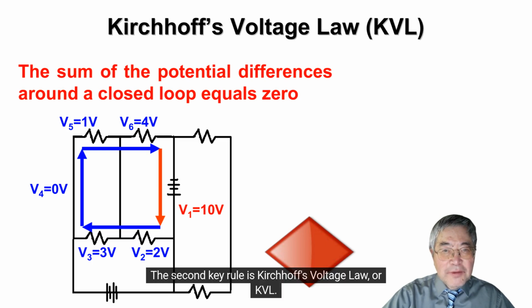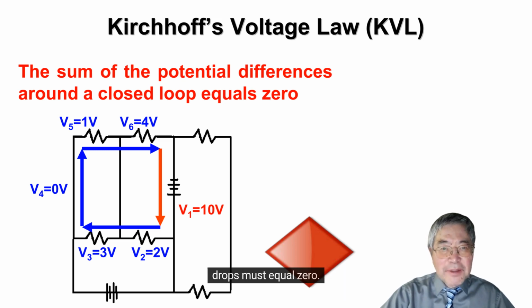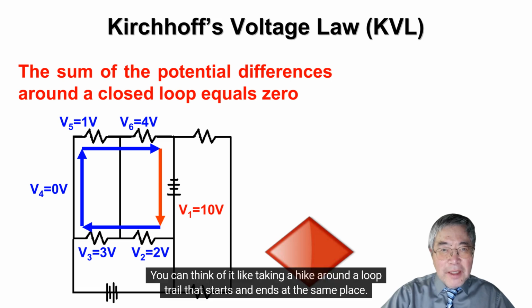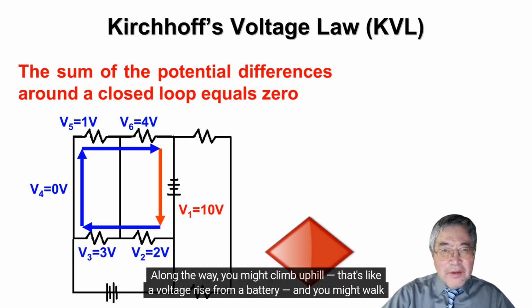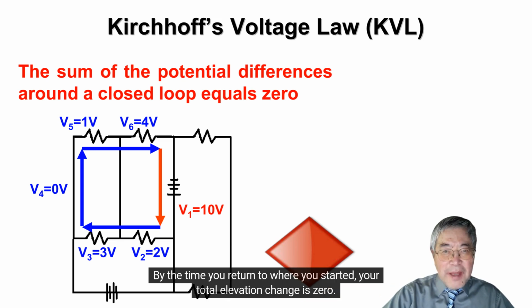The second key rule is Kirchhoff's voltage law, or KVL. It states that if you travel around any closed loop in a circuit, the sum of all the voltage rises and drops must equal 0. You can think of it like taking a hike around a loop trail that starts and ends at the same place. Along the way, you might climb uphill, that's like a voltage rise from a battery, and you might walk downhill, that's like a voltage drop across a resistor. By the time you return to where you started, your total elevation change is 0.